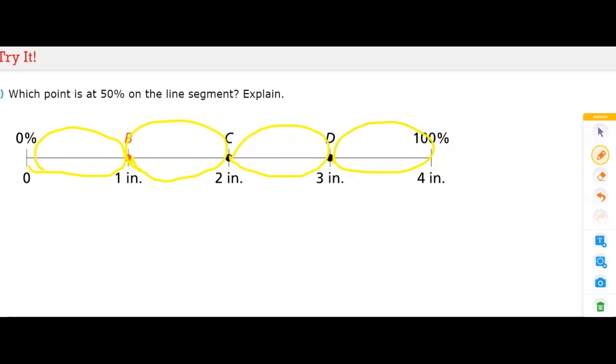to this number line segment, and it asks 50%. So 50% represents half. Half of 4 would be 2. So that means we need to look at 2 of the parts. So that will put us at 2 inches. And what point represents that 50%? That will be C as the 50% point between 0 and 100%, or 0 and 4 inches. So C would be 2 inches.